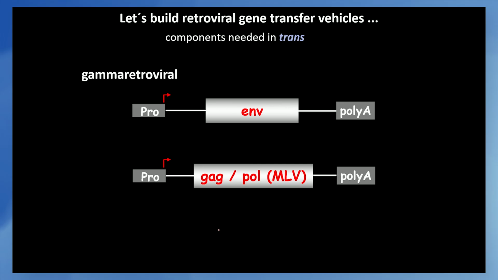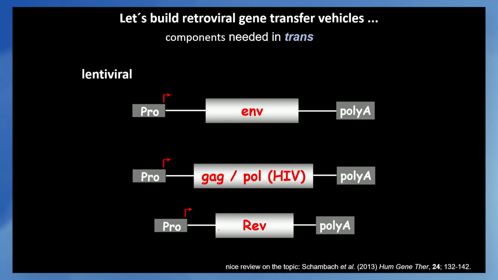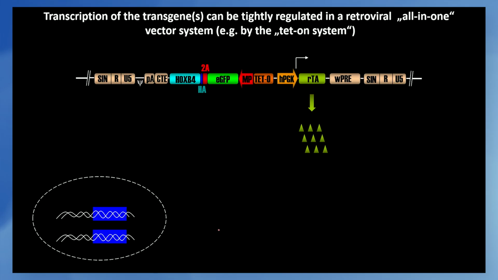What do you need in trans? Well, you want to build up the viral particle, and for that you need the Gag-Pol region, or Gag-Pol proteins, the polymerase and the group-specific antigens, and of course the envelope, which you can exchange for the envelope of other viruses. And if you use a lentiviral vector in the commonly used vector systems, the Rev protein, which binds to the Rev-responsive element, the RRE. So with all that knowledge, you really can build up very, very complex retroviral or lentiviral vectors.